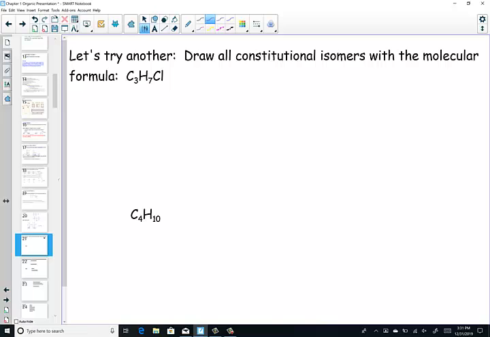And you'll have homework asking you to do the same thing. Draw all the constitutional isomers with the molecular formula C3H7Cl, C4H10. Again, I'll recommend pausing this video and trying those out. Try connecting those so that you create octets for all of the required atoms. Start up when you're ready to practice and check your work.